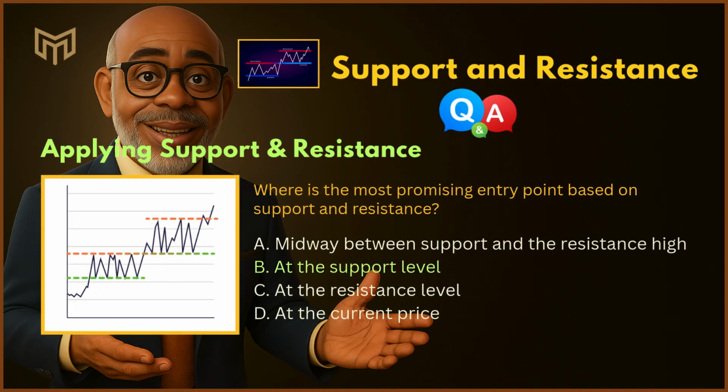The correct answer is B, at the support level. In a bullish trend, support is where buyers tend to step in. Price often pulls back to this area, finds support, and then continues higher. This is different from a bearish trend, where traders look to enter near resistance, not support. In other words, bullish trend implies buy near support. Bearish trend implies sell near resistance. This works because traders align their entries with both the trend direction and key price levels.